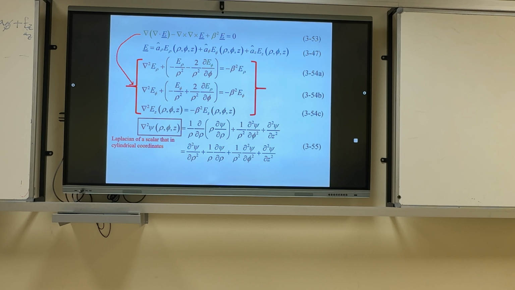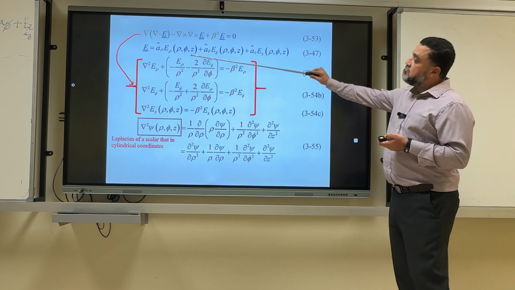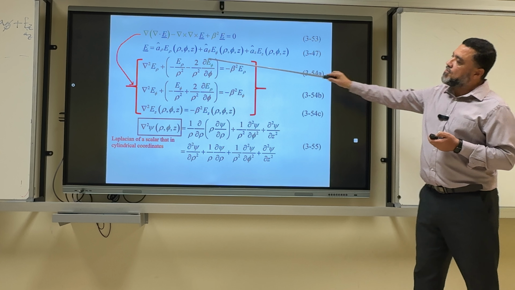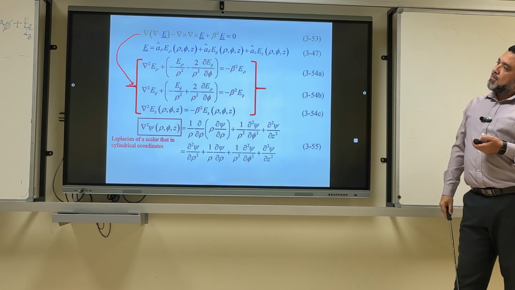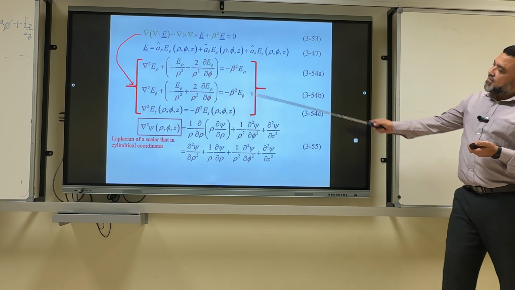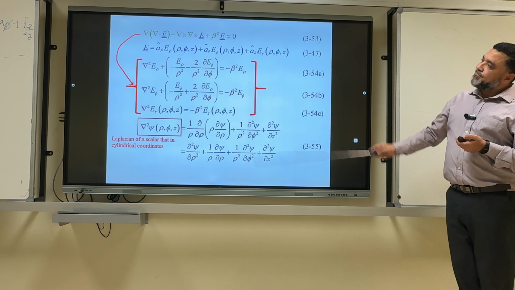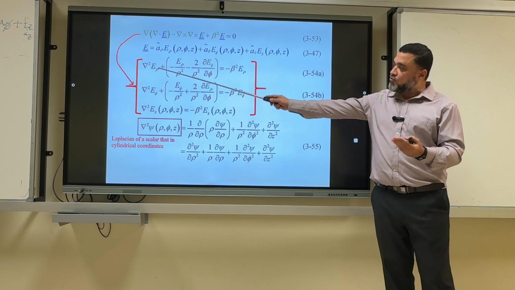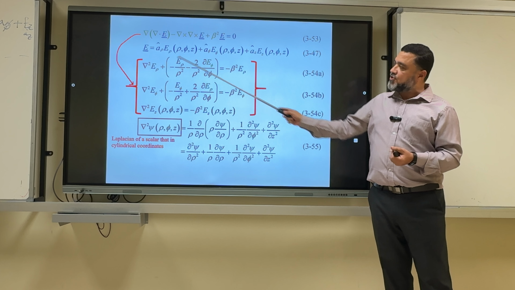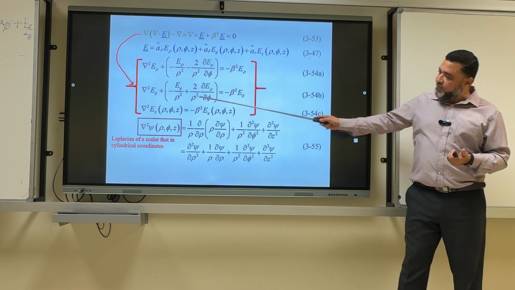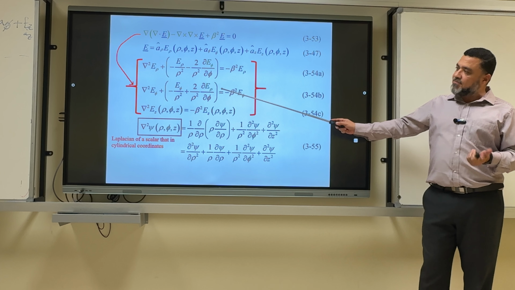So I now have three second order partial differential equations. How can I solve them? Let's take this one. What is the difficulty? Look at this. I have two unknowns in the same equation. I have E rho, which I need to solve for, and E phi in the same equation. This is what makes it difficult. In the other equation, again, I have E rho and I have E phi in the same equation.